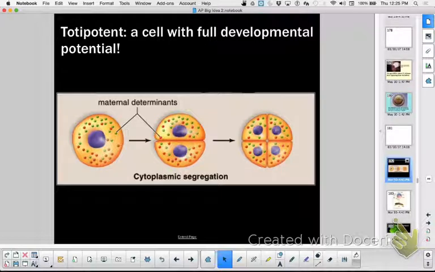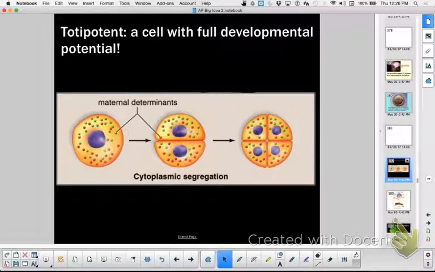Then moving on into development. We said having full developmental potential, you are totipotent. For some organisms, the very first cleavage determines the cellular fate. For us, we can get up to several divisions before our cells lose their totipotency.